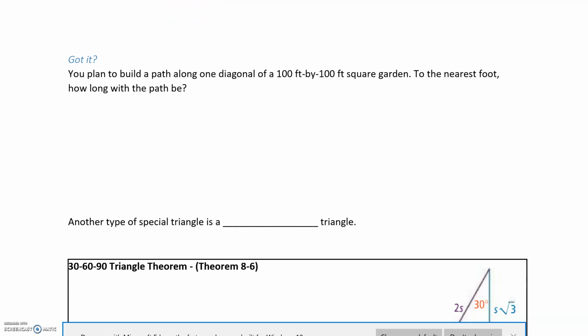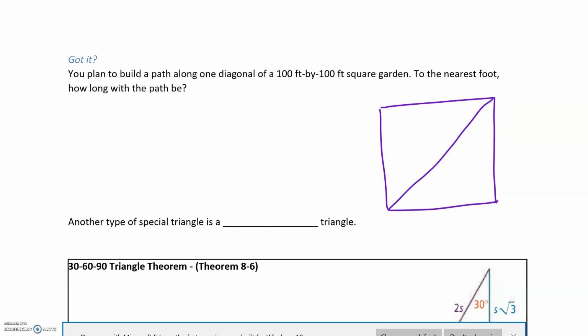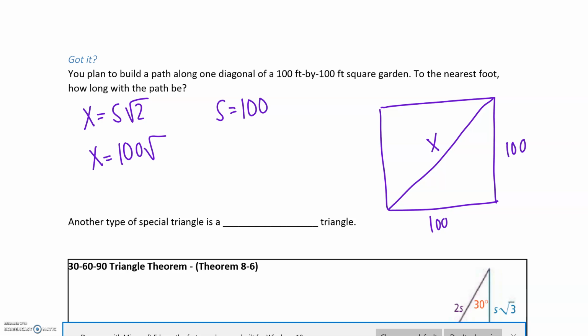It's the same thing over here. If we've got a 100 by 100 foot garden, which means it's a square, and we have our diagonal, we want a path along the diagonal. So we know that this is 100 and this is 100. Our x is just going to equal that s square roots of 2. So if our s equals 100, x equals 100 square roots of 2, which when we put that into our calculator should give us about 141 feet.